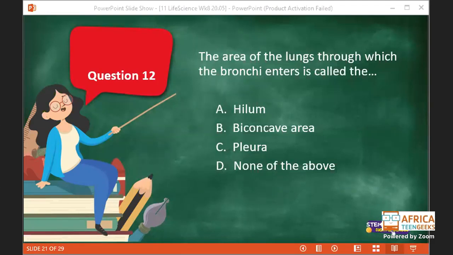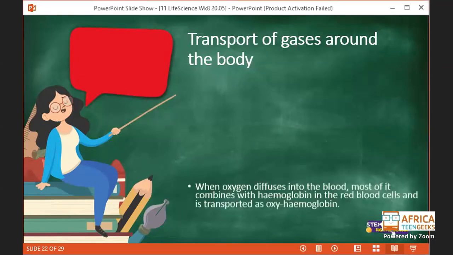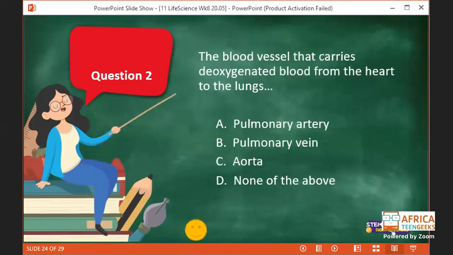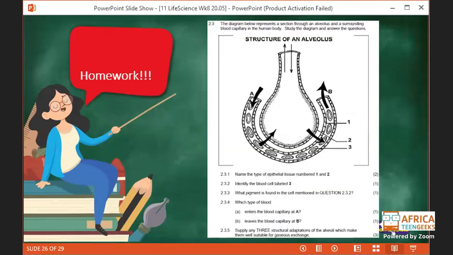Okay, now let's see the answer for this particular question. And the answer is A, right? It is the hilum. So that is great. See, most of you guys have been following. Right now, because time is almost up, we're supposed to look at the transport of gases around the body, but we will continue with this tomorrow.